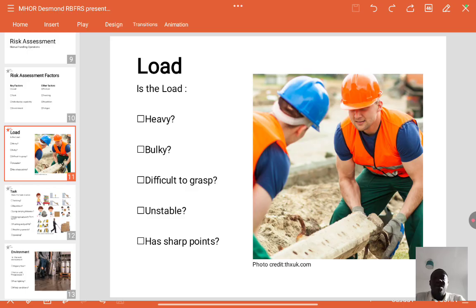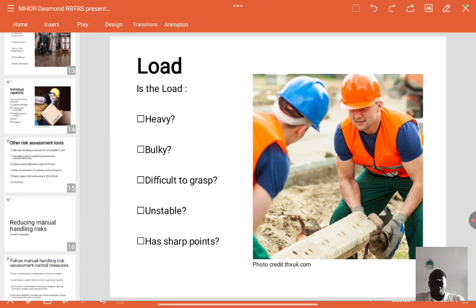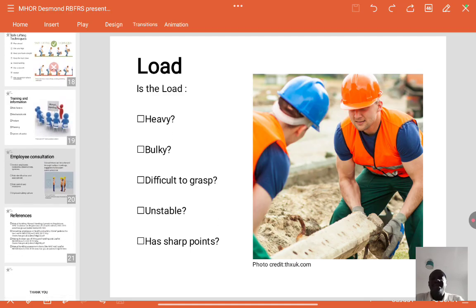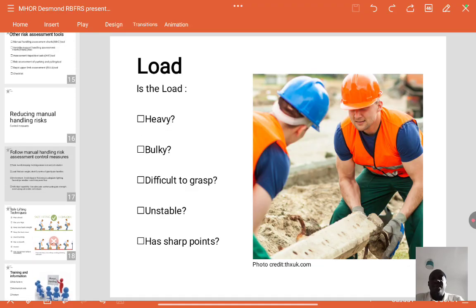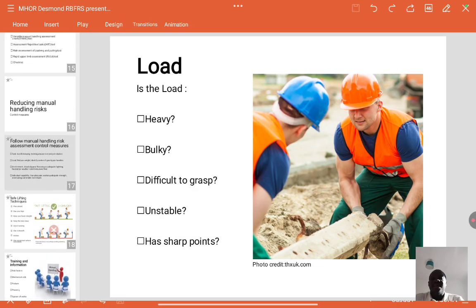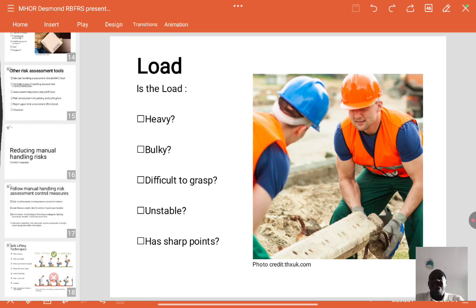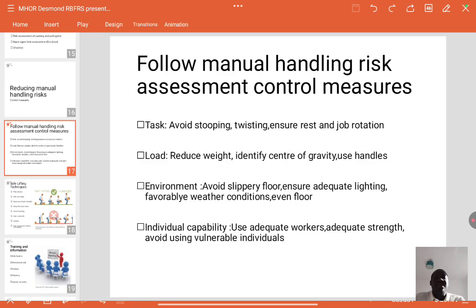Is the load bulky? So you would find a way to reduce the bulkiness of the load so that you could carry it. Is it difficult to grab? So all the control measures are basically the positive ways to reduce or avoid this observation on the risk assessment that you find. So it is very important that you avoid stooping, avoid twisting, and ensure rest and job rotation when you are doing the task.